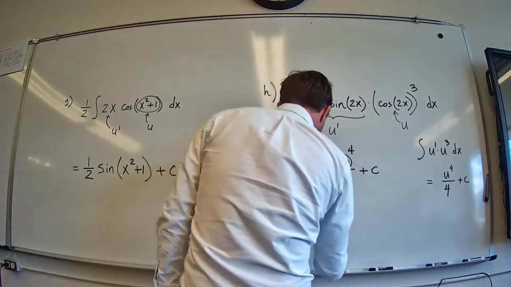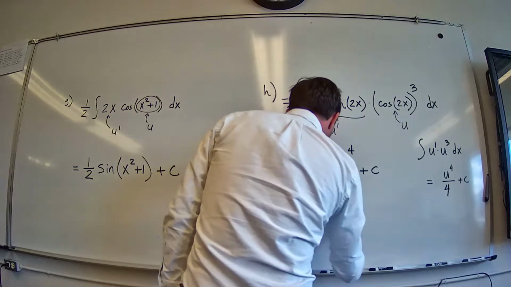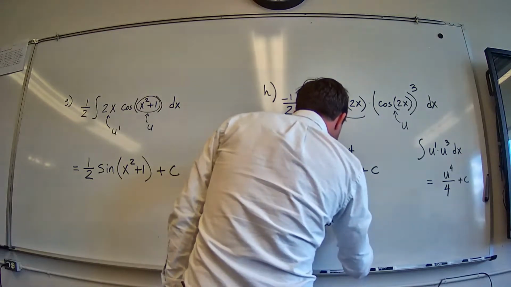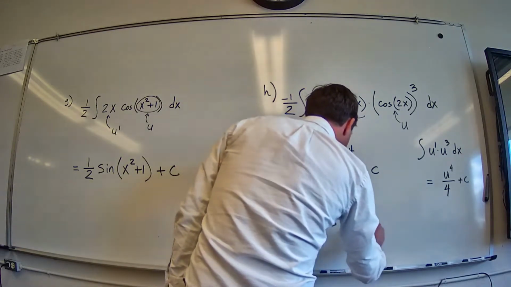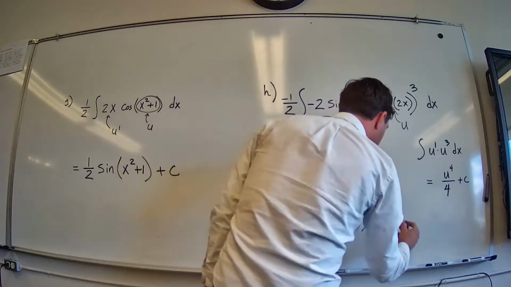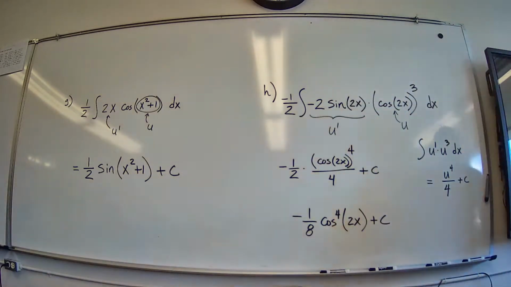Is there a nicer way to write that? Negative 1/8 times cosine to the 4th of 2x. You could keep the 8 on the bottom of the fraction if you like. Those are equivalent.